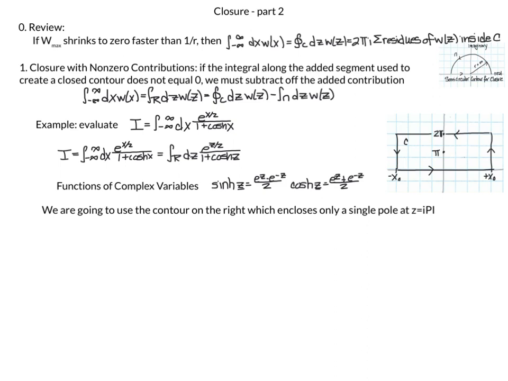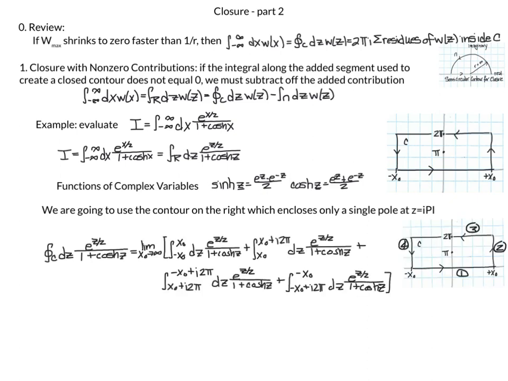The other thing we're going to do is use our function, and this again came from our earlier video, one of the first ones we did when we started complex analysis. The video was about functions of complex variables. We're going to use this formula here that cosh of z is equal to e to the z plus e to the minus z over 2.